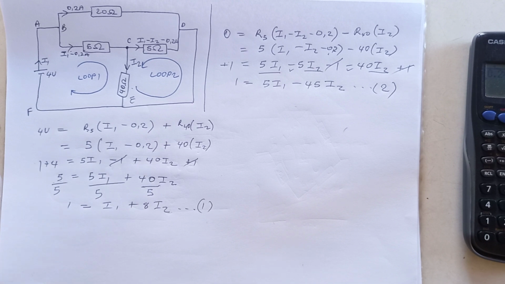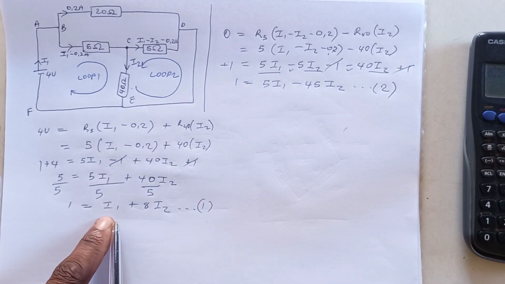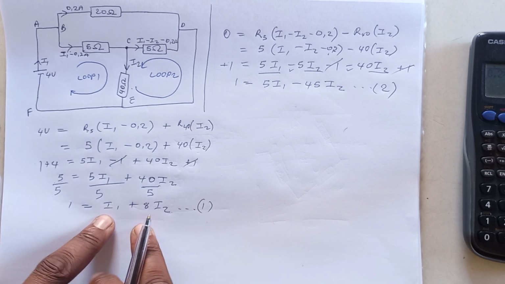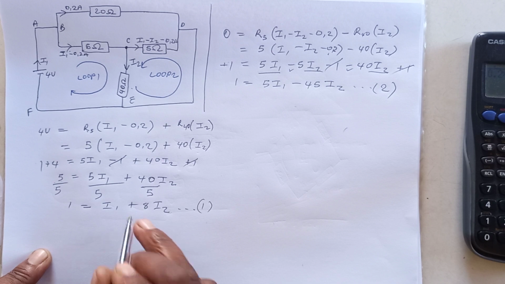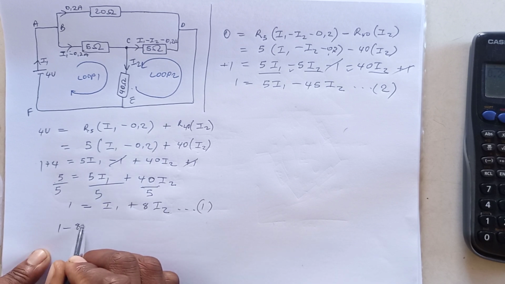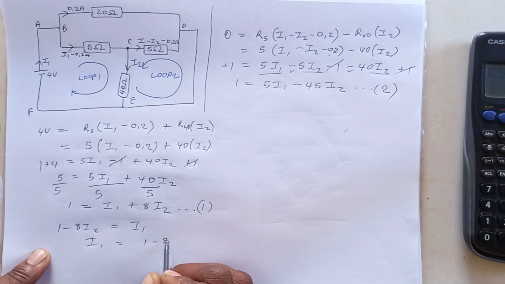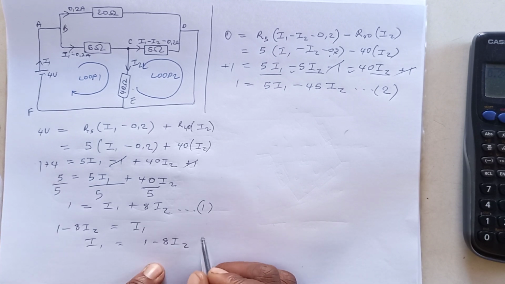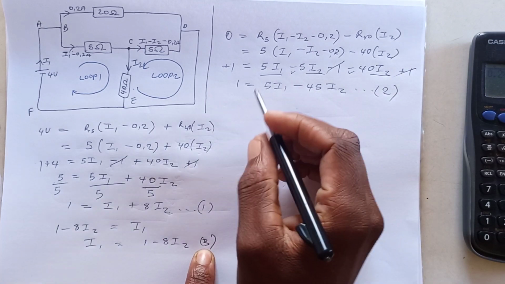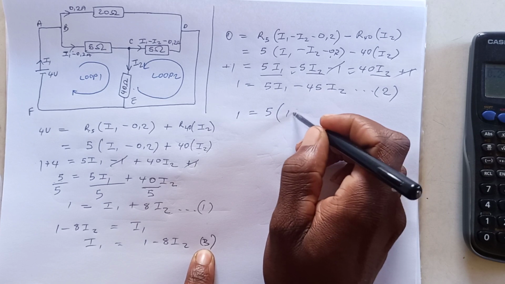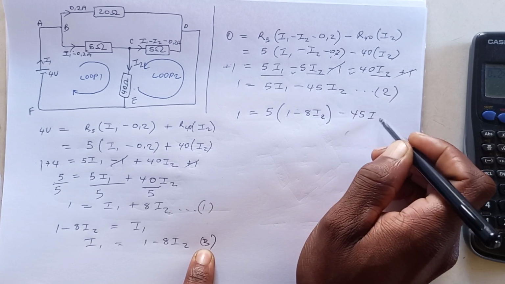So which one is easy? Must you make I1 subject of the formula here or here? If you ask me, I would rather come here and say, I'm going to transpose, I'm going to take this to this side, and the sign is going to change. So it's going to be 1 minus 8 I2 equal to I1. So I1 is the same as 1 minus 8 I2. So you call this equation 3. Then you take this equation 3 and you substitute it there where there is I1. So 1 is equal to 5 into 1 minus 8 I2 minus 45 I2.